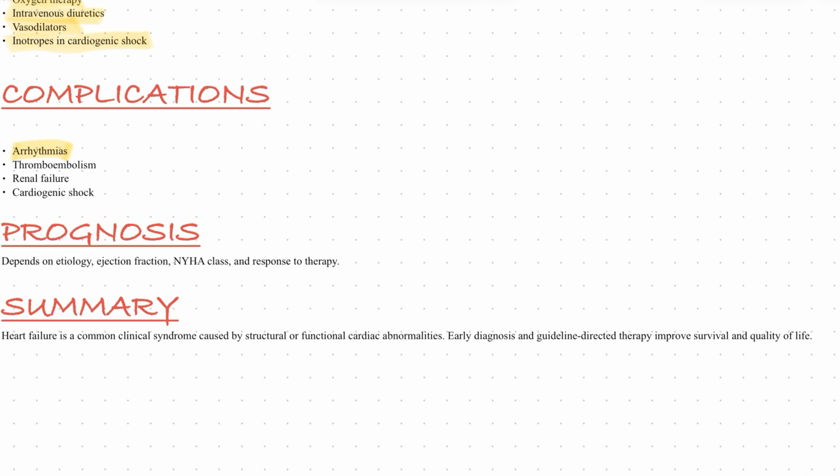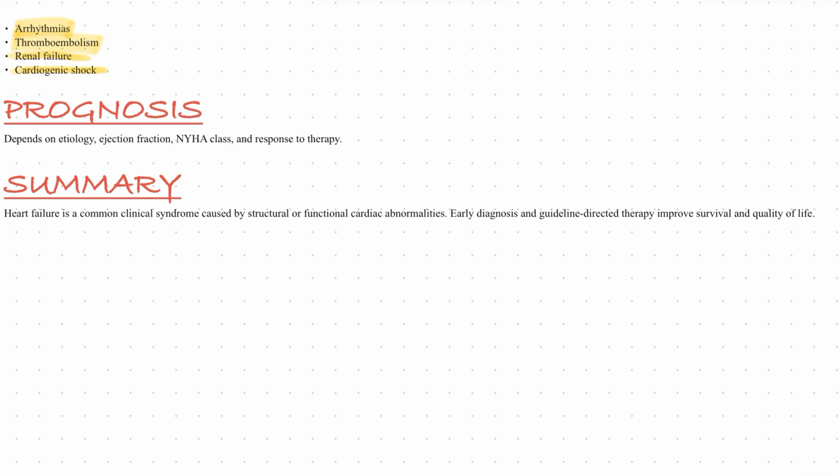Complications, arrhythmia, one of the important topics in medicine. Thromboembolism, again one of the important topics. Renal failure, cardiogenic shock. Cardiogenic shock, I think this is an important topic in your physiology, not in medicine, or like in surgery maybe. Then prognosis depends on etiology, ejection fraction.